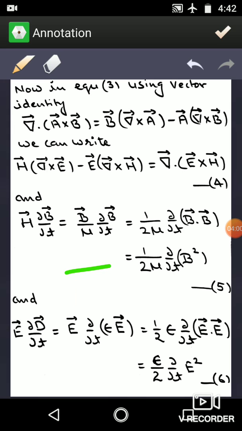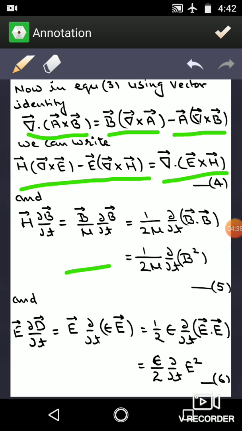Now equation 3, using a vector identity. There is a vector identity according to which del dot A cross B, where A and B are any two vectors, can be written as B dot curl of A minus A dot curl of B. If we use this vector identity in the left hand side of equation 3, which is on page number 2, then H dot del cross E minus E dot del cross H may be written as del dot E cross H. Okay, using this vector identity.